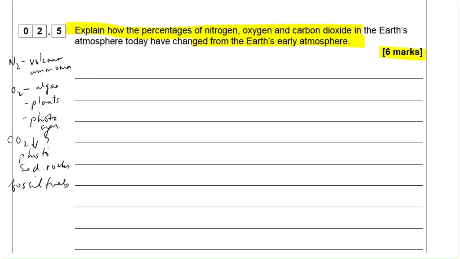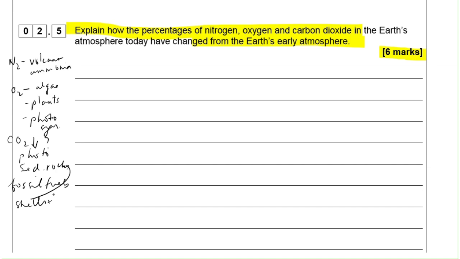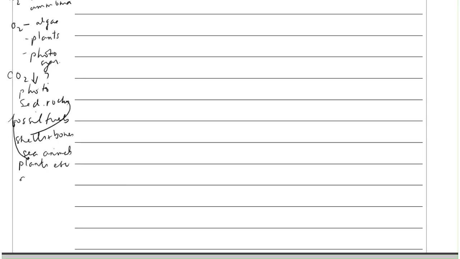Now, carbon dioxide levels have gone down, and again, this is partly due to photosynthesis because the plants and algae that evolved absorb carbon dioxide. Also, it's about sedimentary rocks and fossil fuels. Sedimentary rocks are formed from the shells and bones of sea creatures, and they build up over time to form limestone. Fossil fuels like coal are also formed from land-based plants that rotted away over millions of years. Back in the oceans, plankton rotted away at the bottom of the oceans to form oil and gas. And all of this accounted for absorbing carbon in the form of carbon dioxide.